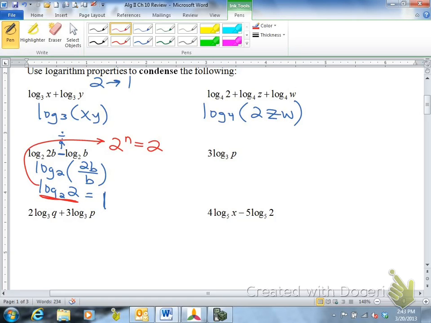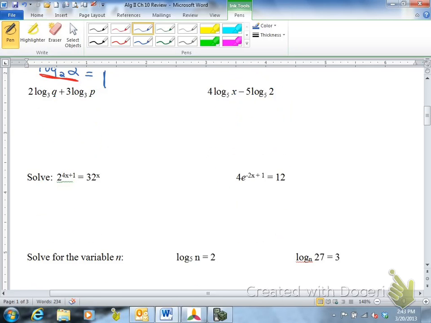This one we could write as log base 3 of p cubed. And that's all we could do with that. The next two, you can do 2 steps at once. You have to move these coefficients first to be exponents. So it would be log base 3 of q squared times p cubed. And that would be condensed.